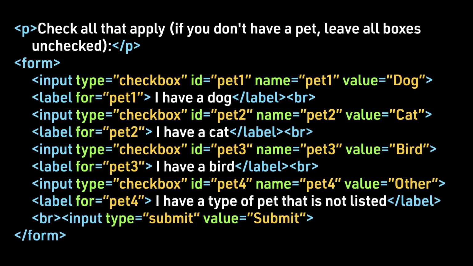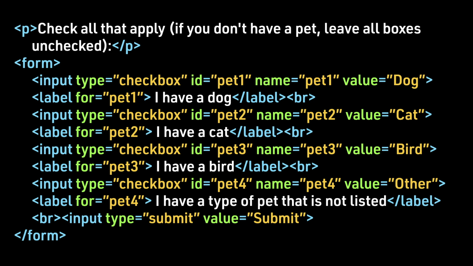Label for pet2, I have a cat. Label closing tag, break. Input type checkbox, ID pet3, name pet3, value bird. Label for pet3, I have a bird. Label closing tag, break. Input type checkbox, ID pet4, name pet4, value other. Label for pet4, I have a type of pet that is not listed. Label closing tag, break break, input type submit, value submit.